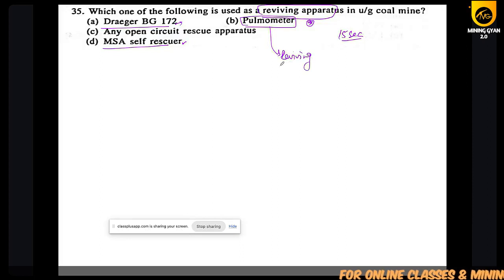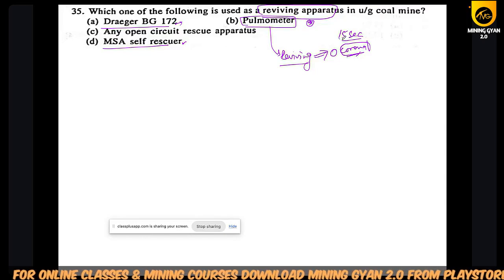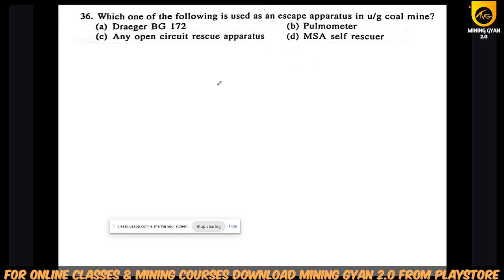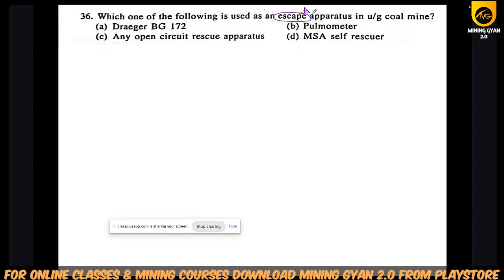As I was saying, you use this type of apparatus in corona, or when a person is in an emergency in the hospital. That apparatus or instrument is known as a reviving apparatus. Which one of the following is used as the escape apparatus in underground? Now the escape, please focus. This is the escape; here he asked reviving. So you have to focus on what he is asking.